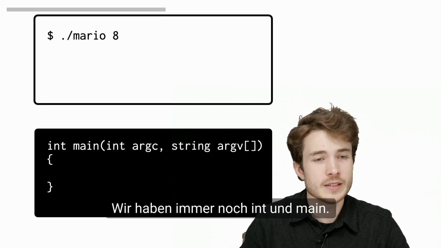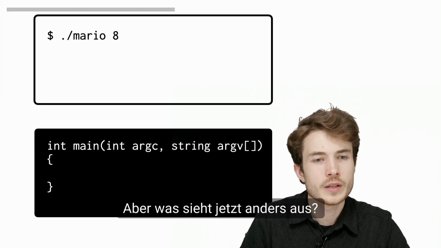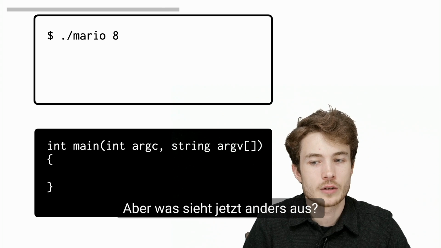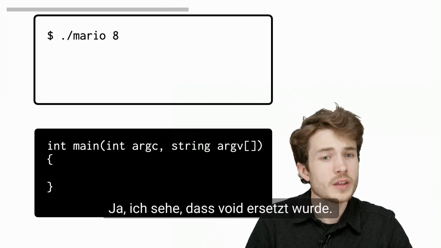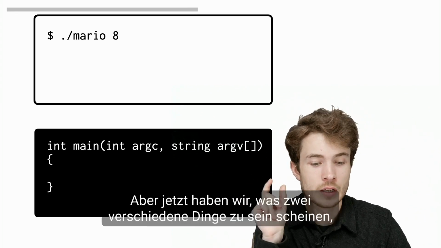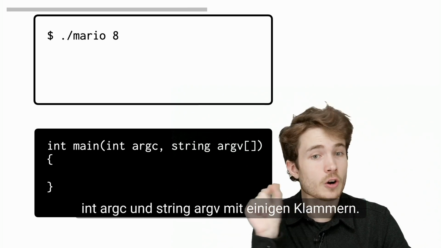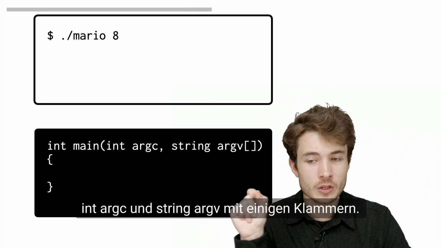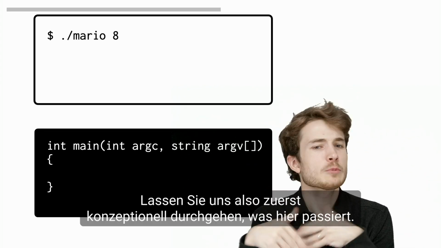We still have int and main, but what looks different now? Yes, I'm seeing that void is replaced. So before we had void inside parentheses, but now we have what seems to be two different things, int argc and string argv with some brackets. So let's go through first conceptually what's happening here.